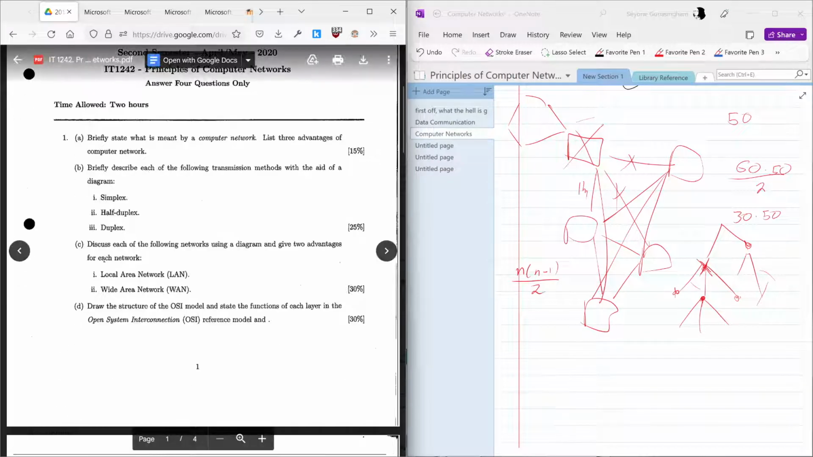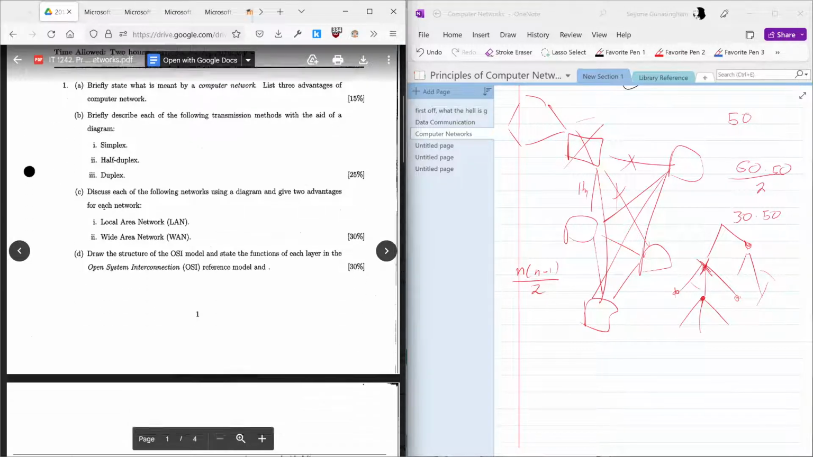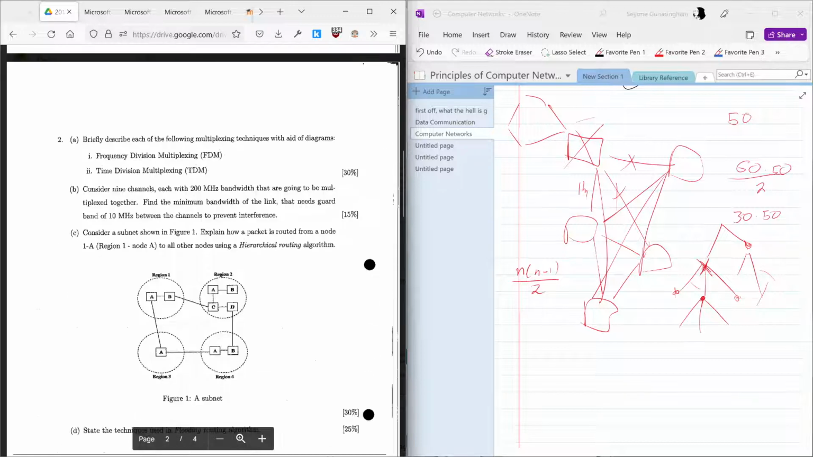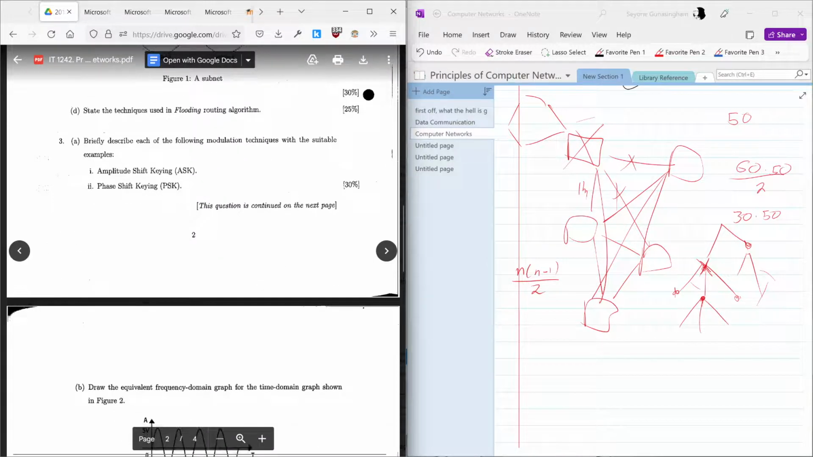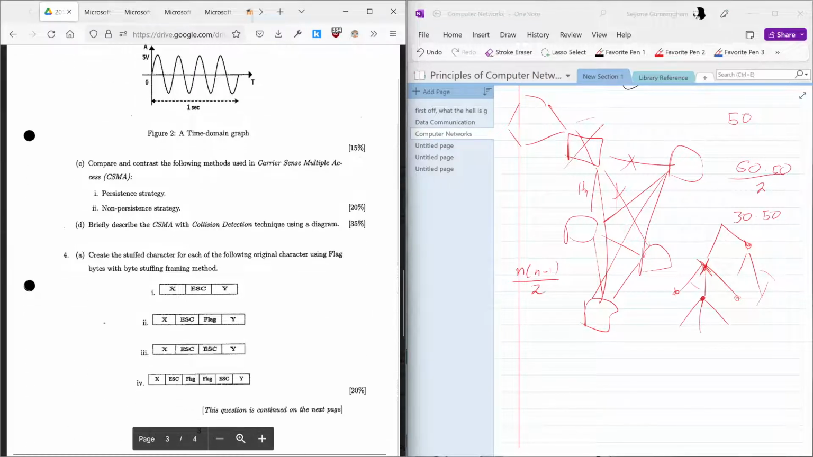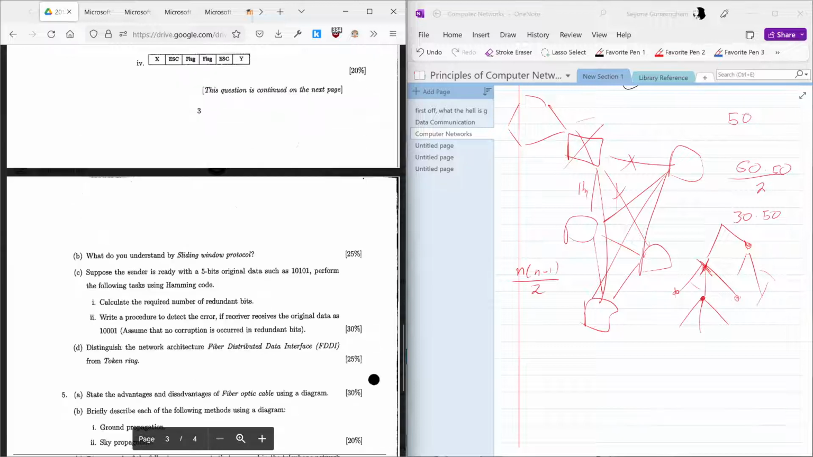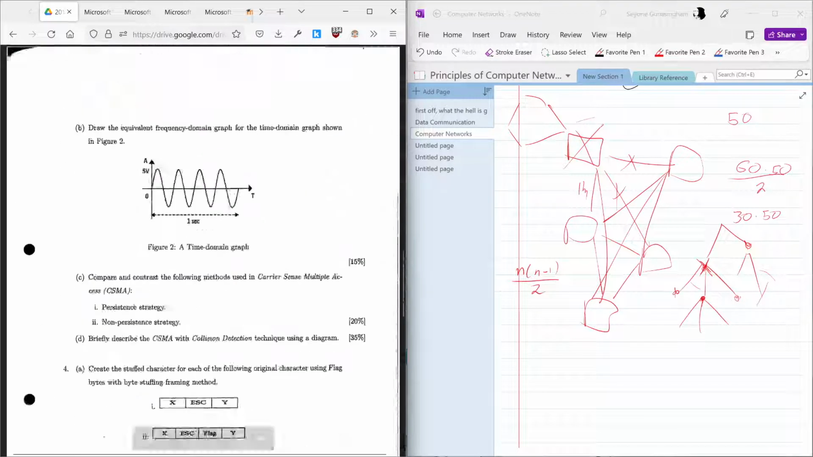God help us. So yeah, I guess we could go OSI, or I guess we could do multiplexing next. That's cool. Keying, CSMA. Okay. Oh yeah, we could do error correction. That's something I know. Yeah, let's see how I do.